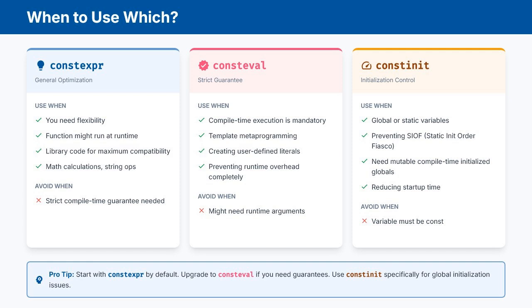Use consteval when you absolutely need guaranteed compile time evaluation. This includes template metaprogramming, user-defined literals, or when performance is critical. Consteval ensures certain calculations happen at compile time, catching errors early.